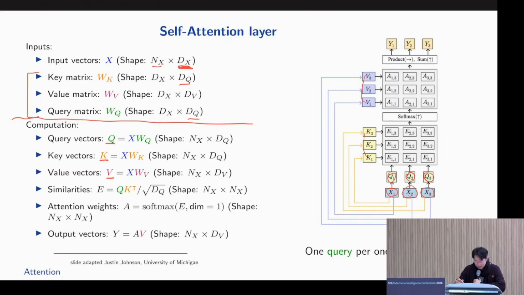From these, let's just first look at the query and key. We compute Q K transpose, or outer product of query and key, and normalize it with square root of dimension. That's going to be these E's here. We call this similarities.